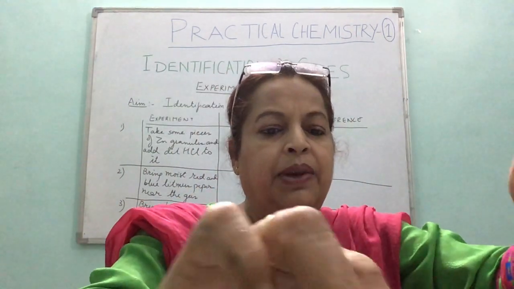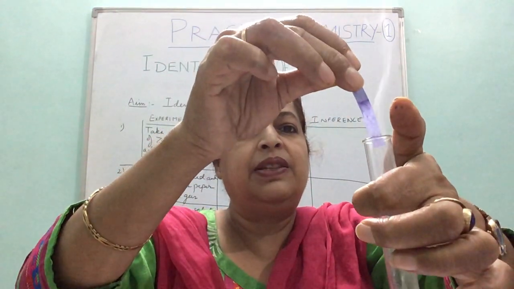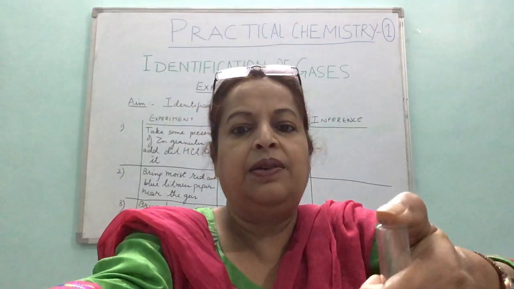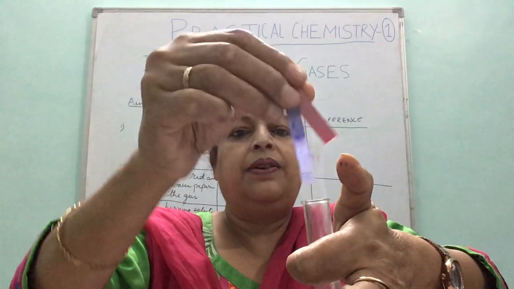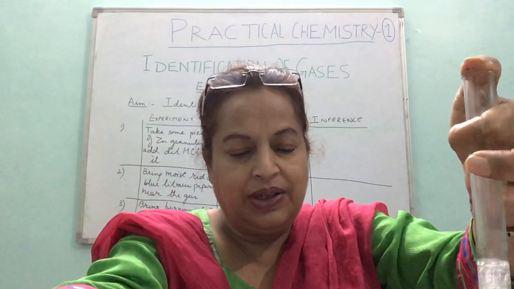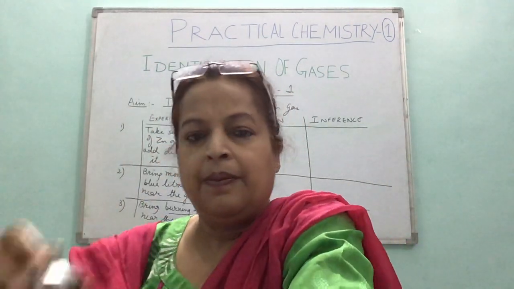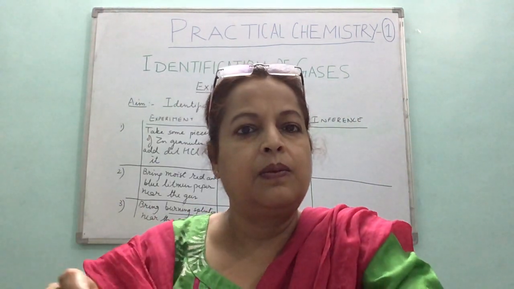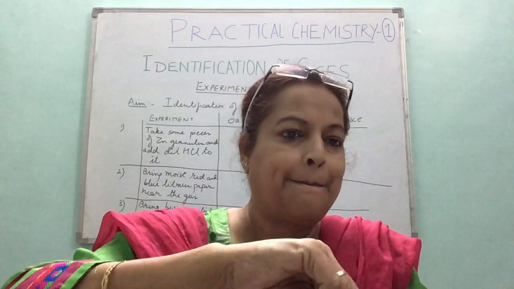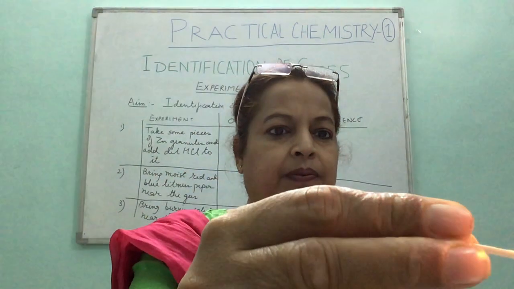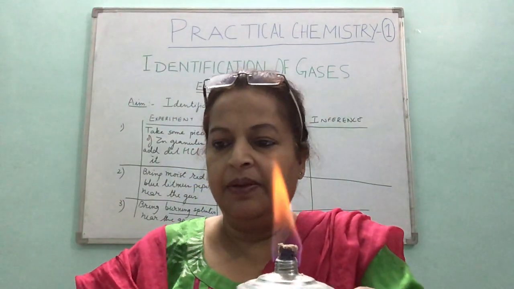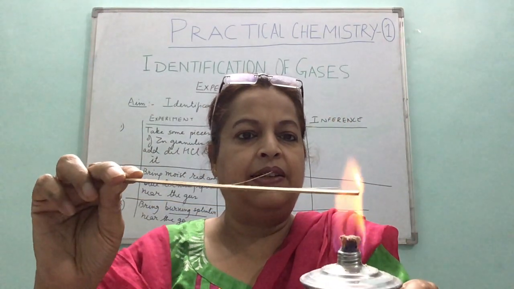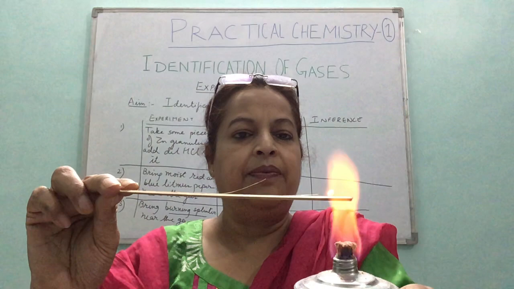Now what I'll do, I'll bring red and blue litmus paper near the mouth of the test tube and see if there are changes. No change, no change, no change. There is no change in the color of red and blue litmus paper. That means it is a neutral gas. Then what do I need? I need the combustibility test. So I need a spirit lamp. So this is a spirit lamp, and I need a burning splinter. So the splinter is ignited.